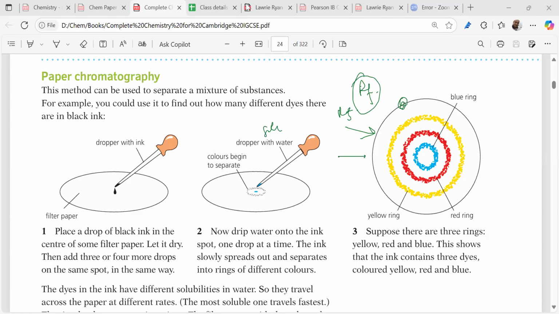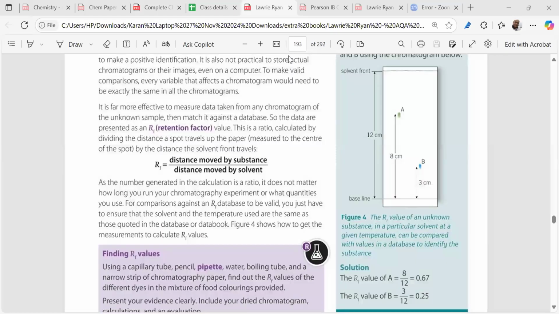Is it clear? So this is the way by which we find the RF value: the distance moved by the substance X divided by the distance moved by the solvent Y, right? So this is the RF value we are getting. Now, we also have to understand that the RF value will change when we change the solvent or when we change the chromatography paper or the stationary phase, right? This principle is called chromatography in your IBDP, right?